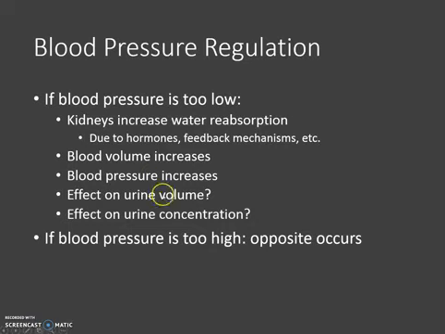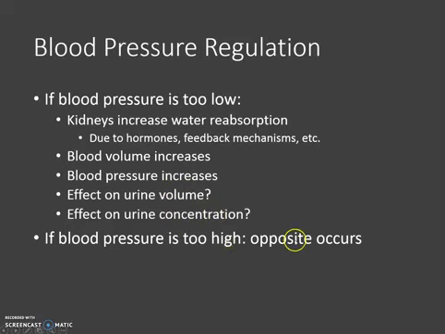Now, think about how that is going to affect urine then. Because if you're reabsorbing more water and putting it in the blood, that means that less of that water is going to be excreted as urine. So, if your blood pressure is too low, your body reabsorbs the water, you're going to make less urine, and it's going to be more concentrated because you're going to have less water being excreted in the urine, but you still have the solutes being excreted. So you're increasing the concentration of the stuff that's in the urine.